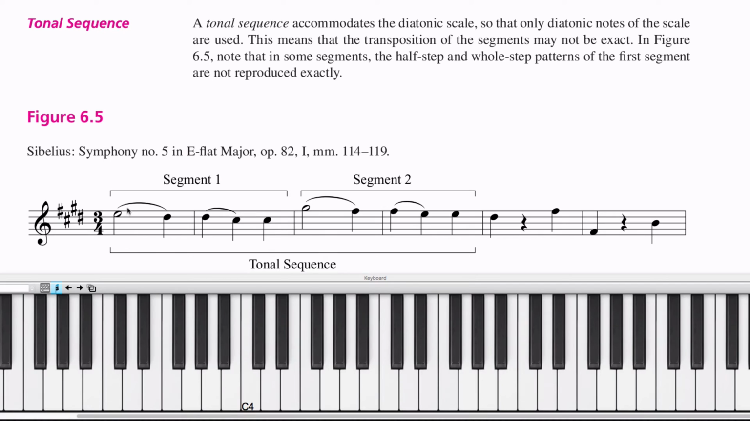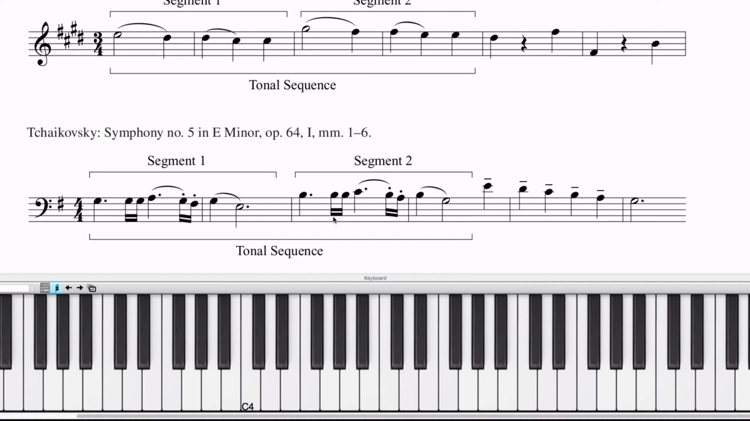Because of it having seconds, but the seconds not being exact, right? Minor second, major seconds. Because it's the same size but not the exact same quality, they call it a tonal sequence. And notice there's no extra accidentals. It stays within the key. Same thing could happen with the Tchaikovsky.